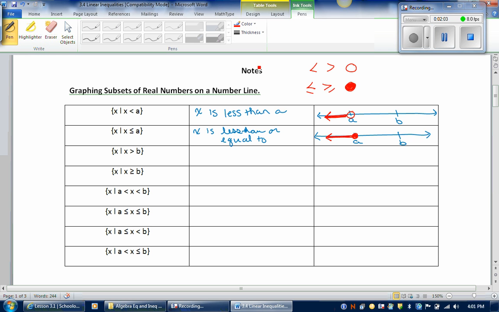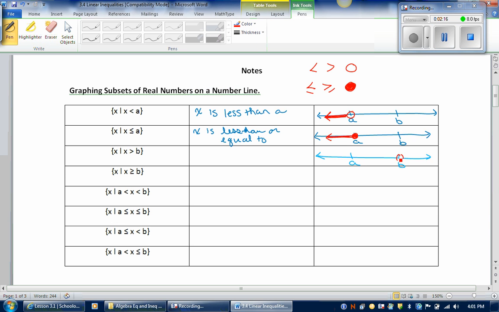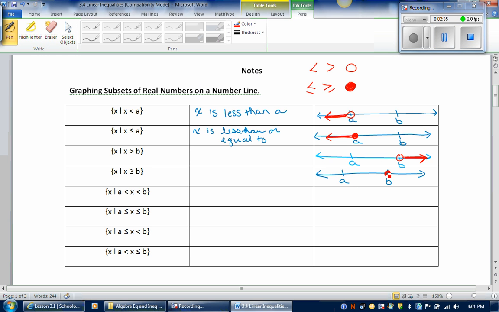This is x is greater than b. I'm going to stop writing it out. If you want to write those in, you can. X is greater than b. So greater than is going to have an open circle. And whenever you're greater than, you're going to shade to the right. The next one is x is greater than or equal to b. So closed on b and to the right. So now we get a little bit more difficult.